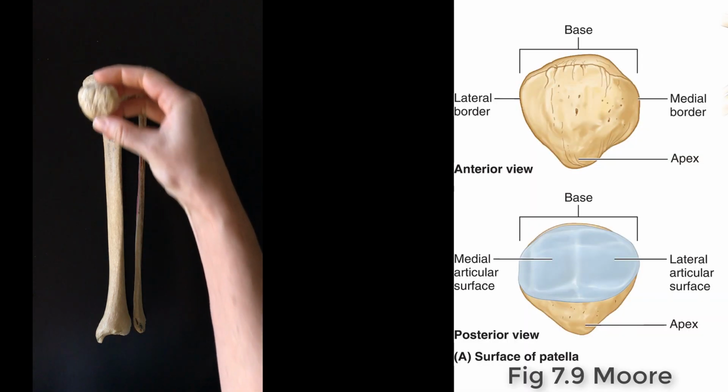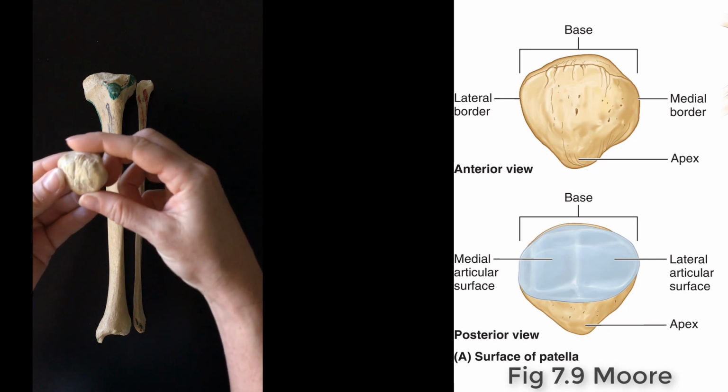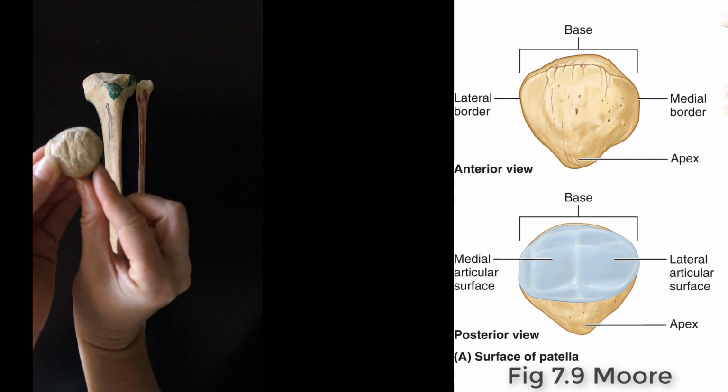This is the lower leg now of a left leg. You can see the tibia and the fibula. So the tibia is the more medial shin bone and the fibula is more lateral. And up here is the patella. So the patella is slightly triangular. So we call this part the base, and the pointy part is the apex.